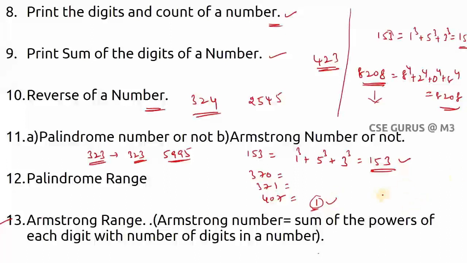So like this, if I give the range as 1 to 1 lakh or 10 lakhs, what are the Armstrong numbers which will satisfy this condition? That is, the sum of the powers of each digit with the number of digits in a number. So how to find that? We will see that one also.